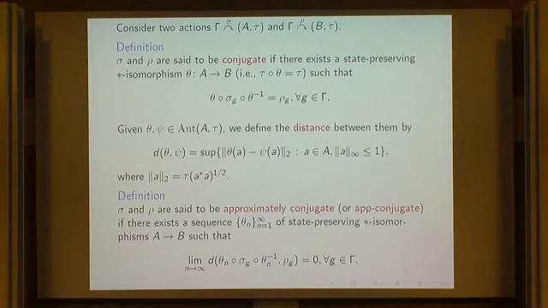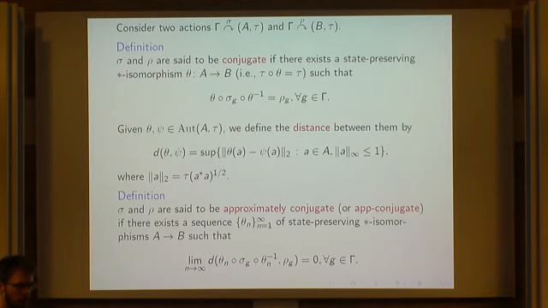And I should mention that Elek and Kechris introduced an even weaker notion of conjugacy, called weak conjugacy, which is even weaker than this one. But I won't have anything to say about that.